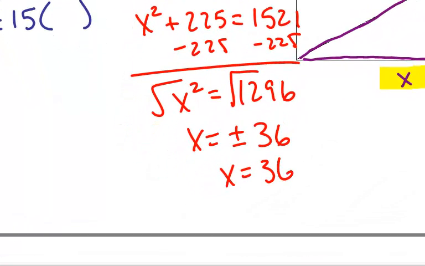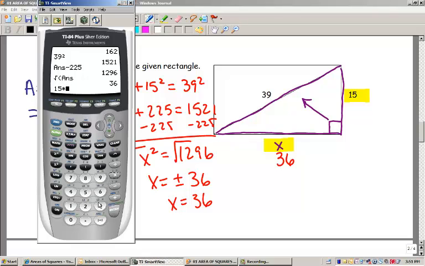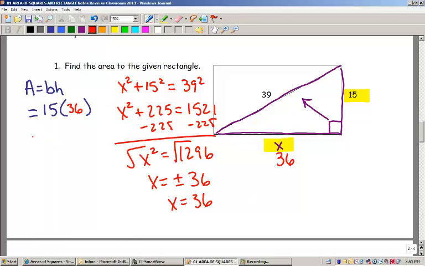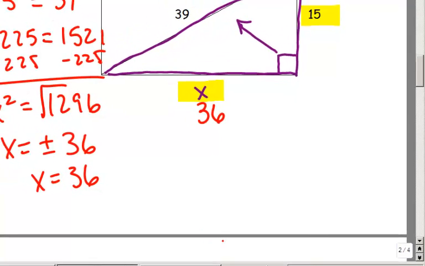Again, we are dealing with the side of a rectangle, so it's going to be the positive one only. So 36 is the other dimension, and all I need to do is take my two dimensions of 15 and 36 and multiply them together. So I got 15 times 36, and we get a nice answer of 540. Again, your units should be squared. They don't tell me what they are, so we're just going to go units squared. This is the general form there. Now, if you knew your family members, you can also figure out that this was 36 because this is one of the 5, 12, 13 right triangles.